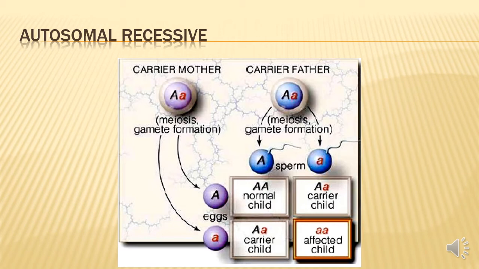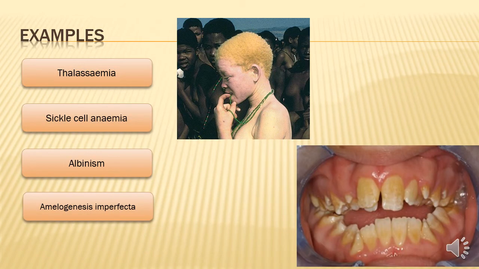When a child is born to them, there is a 25% chance for him to be a normal individual and 50% chance for him to be a carrier of the disease and 25% chance for him to have the disease. Some of the genetic diseases which show an autosomal recessive inheritance pattern are thalassemia, sickle cell anemia, albinism and amelogenesis imperfecta.